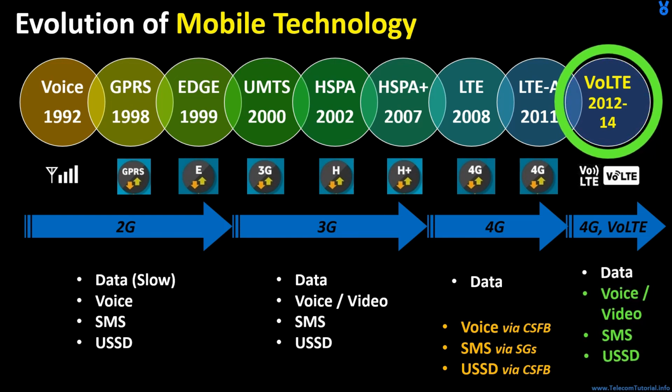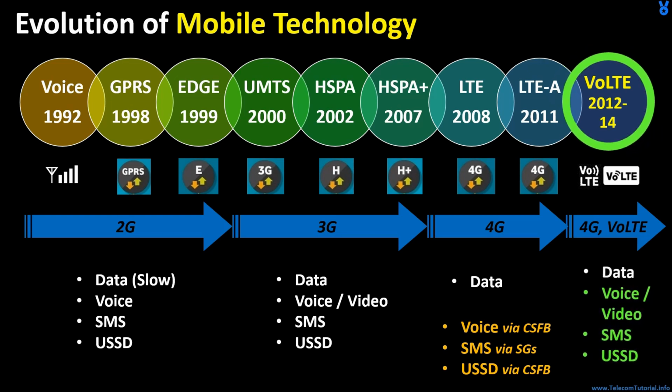The revolution to bring VoLTE on the ground started in year 2009. This initiative was called One Voice. Further, GSMA started working with 3GPP to evolve the standards, and finally we saw the initial working trial of VoLTE network happening in year 2012.